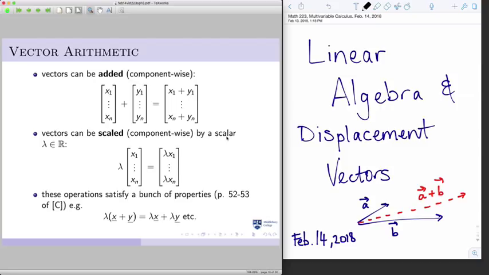Each of these operations satisfy a bunch of properties that you can find on pages 52 to 53 of the course textbook. We won't be concerned with trying to remember all of these properties, but they're basically all the properties that you'd expect to hold and all the properties that are desirable for us.